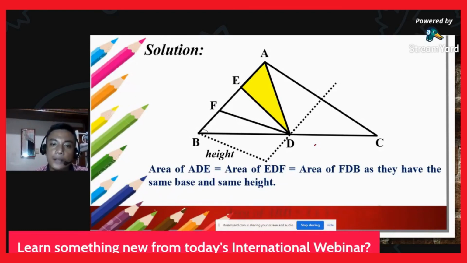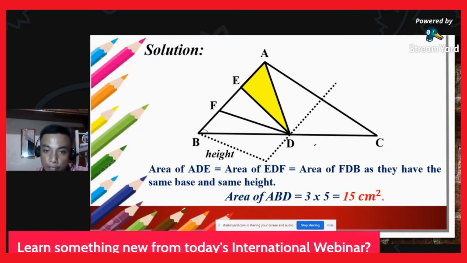So we could now say the area of ABD, the whole ABD, is simply equal to 3 times 5. 5 is actually the area of ADE, which is given in the problem. So we have 3 times 5 is equal to 15 square centimeters. We could now say that the area of triangle ABD is equal to 15 square centimeters.